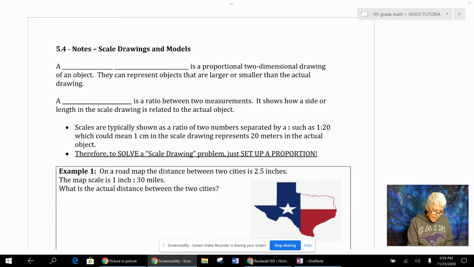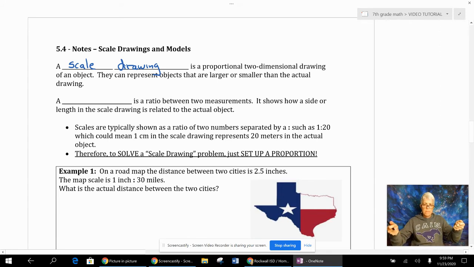So a scale drawing is a proportional, two-dimensional, think like a map, like a piece of paper, drawing of an object. They can represent objects that are larger or smaller than the actual drawing. A scale is a ratio between the two measurements.